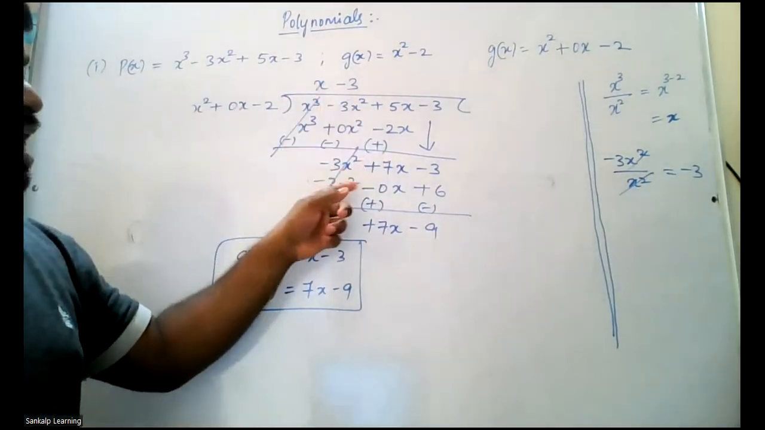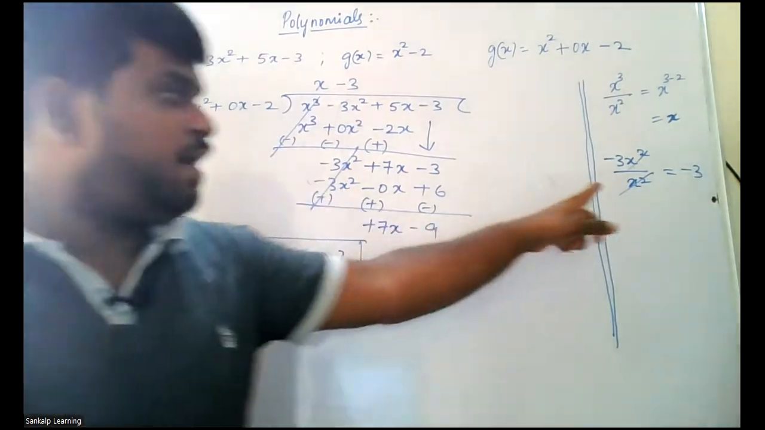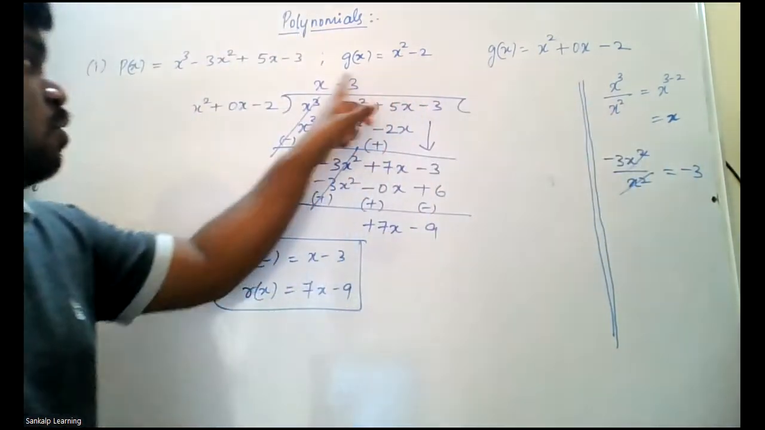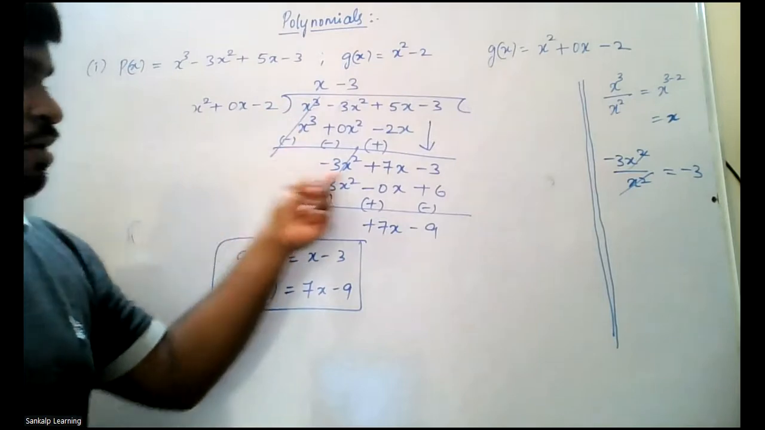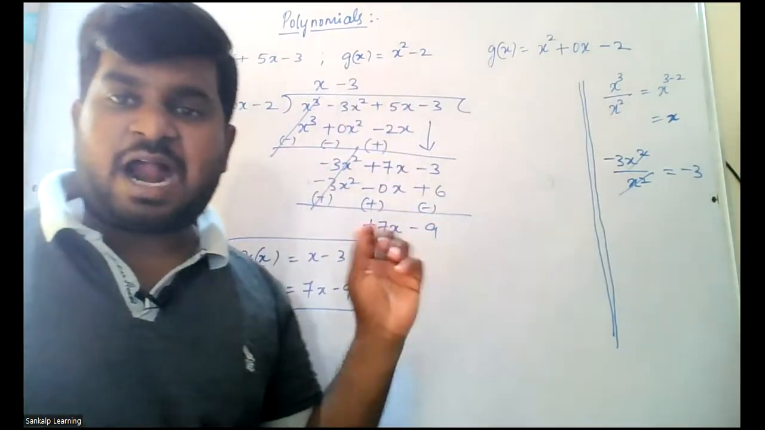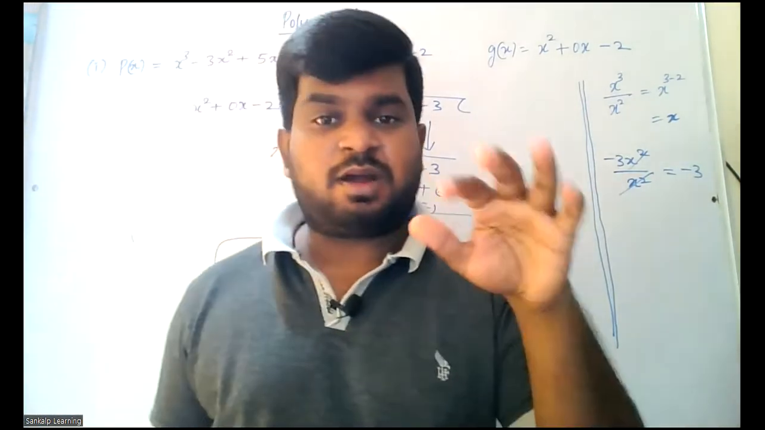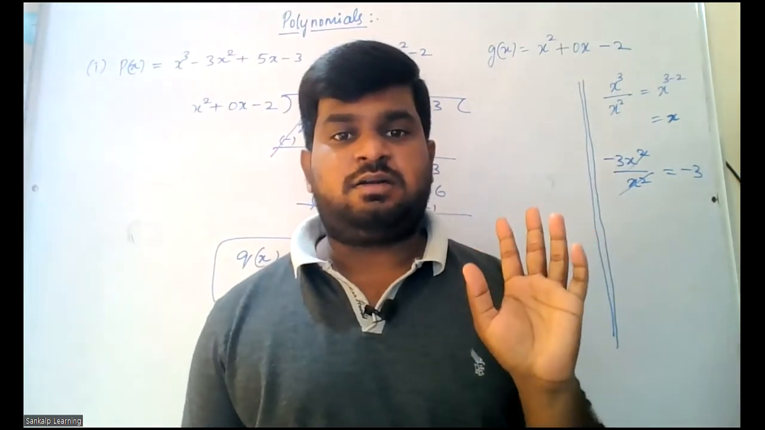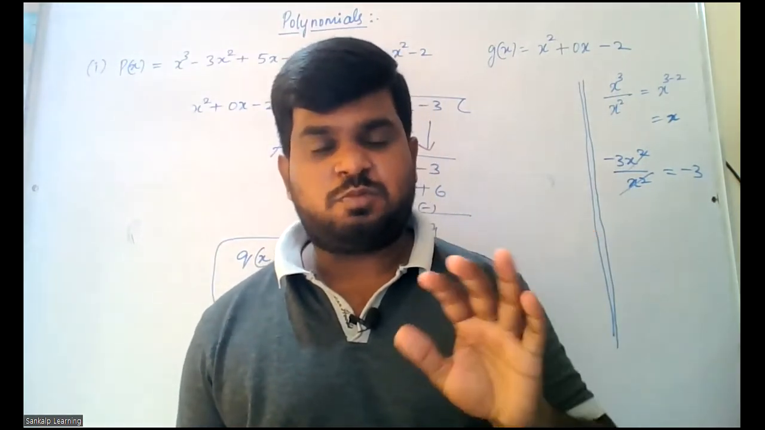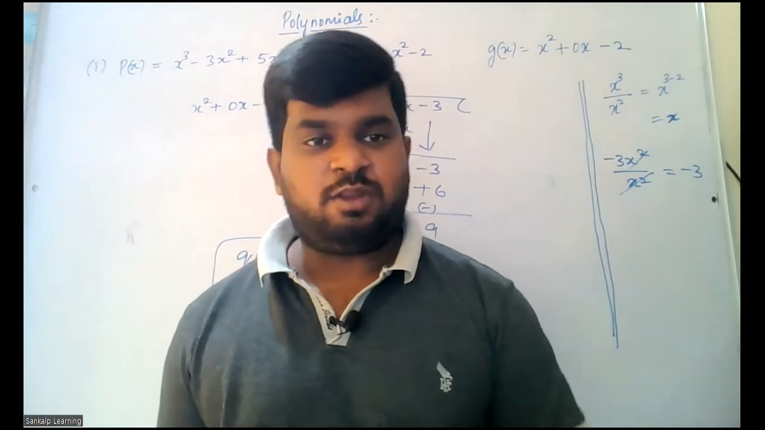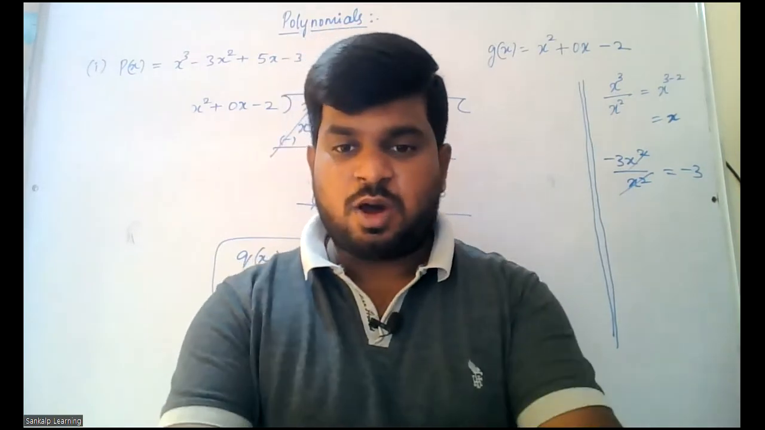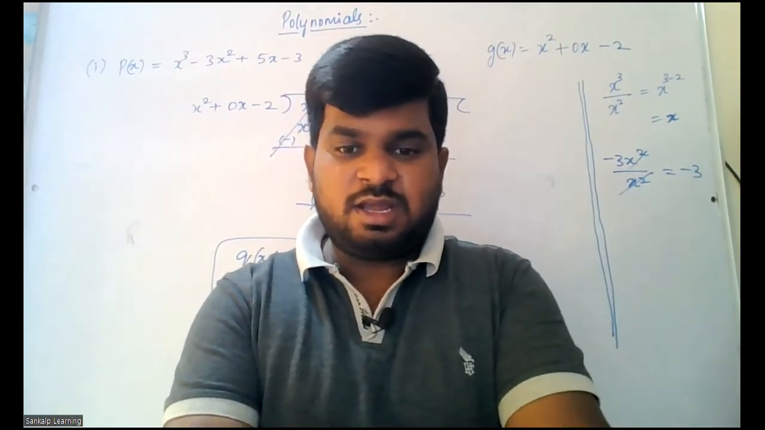Then subtract it. Again, the first term here, divided, you get another quotient. Again, that quotient should be multiplied for each thing. Continue the same procedure until the degree of the remainder becomes lesser than the divisor. Okay, degree of the remainder should become lesser than the divisor. Then we must stop the procedure. Okay. So similarly, let's continue with the next problem.